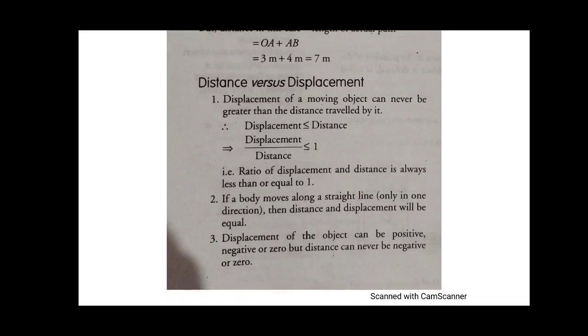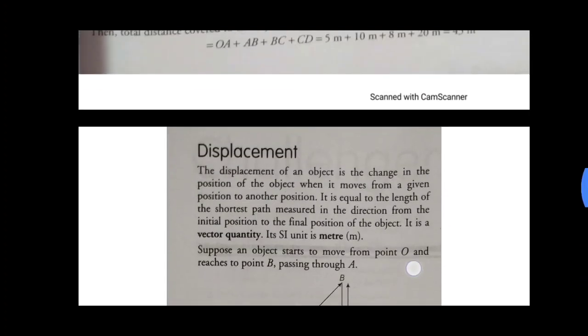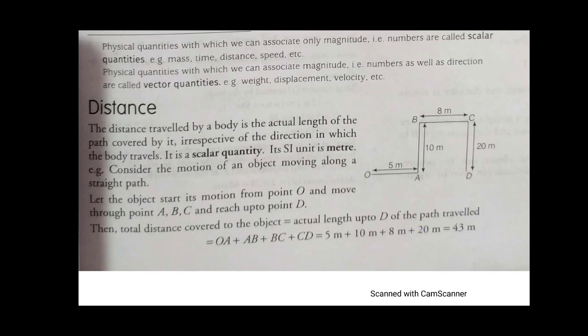Displacement of the object can be negative, positive or zero, but distance can never be negative or zero. Displacement can be positive, negative and also zero. Suppose in the above figure, I have started my journey from position O and reached D. Then from D I come back to position O. What is my initial and final position? Both are the same, O. So the displacement will be 0.